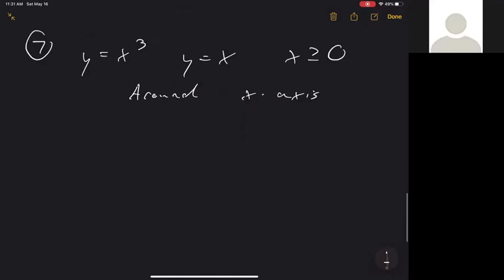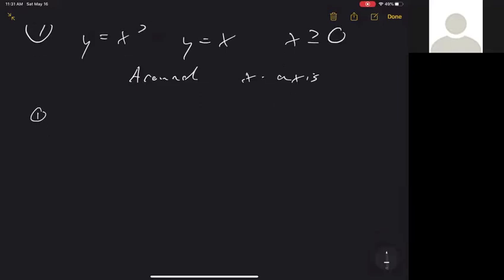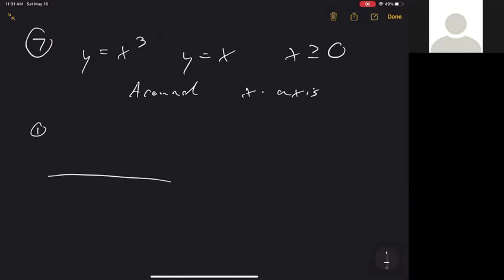Okay, so let's follow our steps. These steps are just a guideline. These are what I do if I'm trying to be methodical about everything. Okay, so you don't have to follow these. I think they're a good guideline.